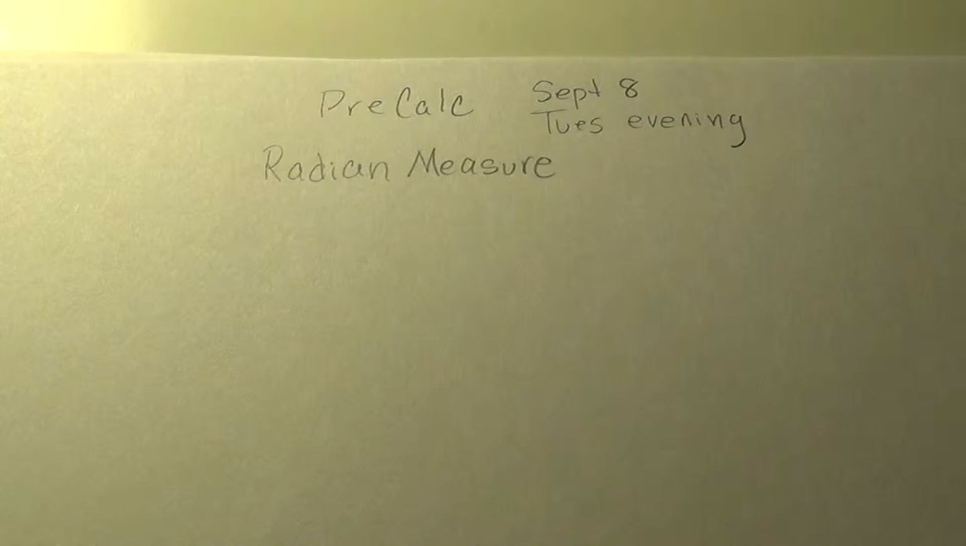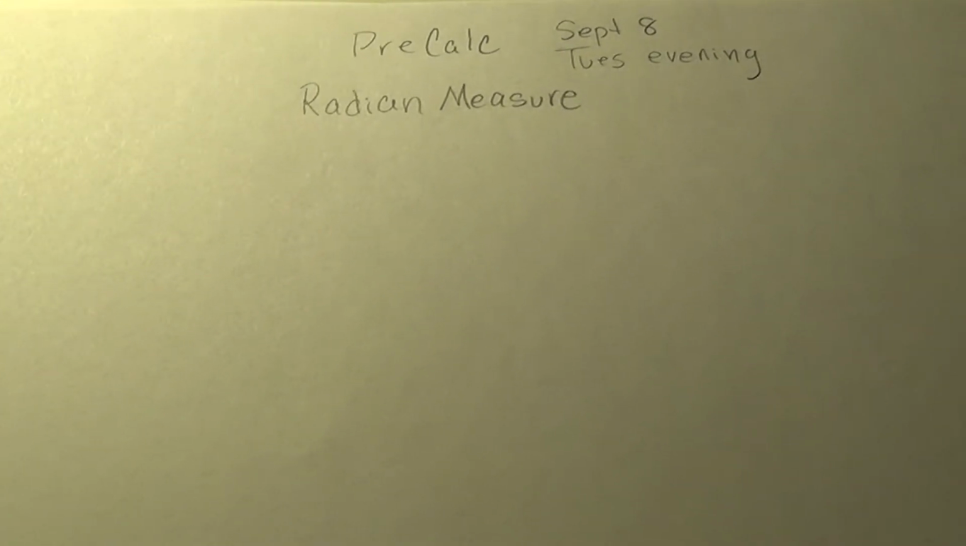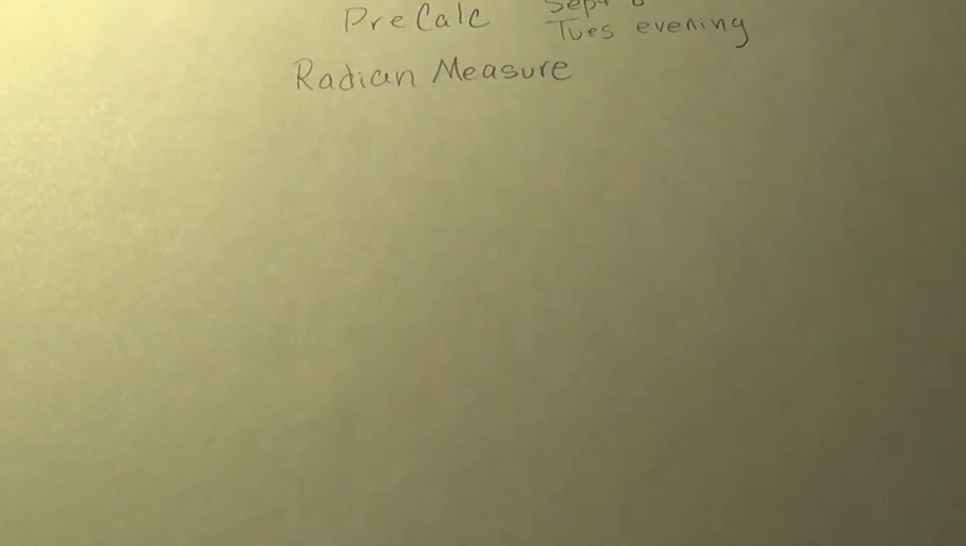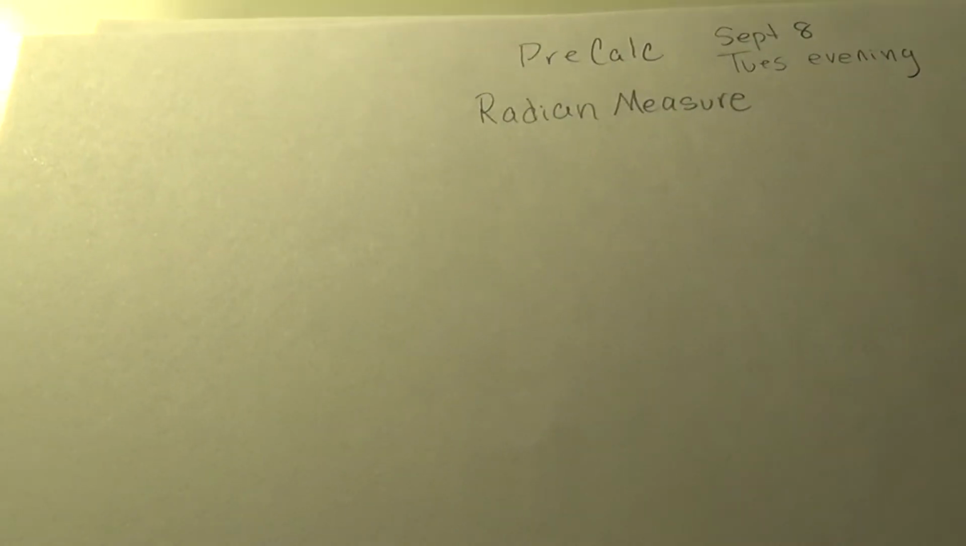If for some reason you don't have your comp book, just take the notes on a piece of paper and we'll get it into your comp book in the morning. I assume we have had Radian Measure before, but I will teach it as if you haven't had Radian Measure. So let's see how I can get the best view on this paper.